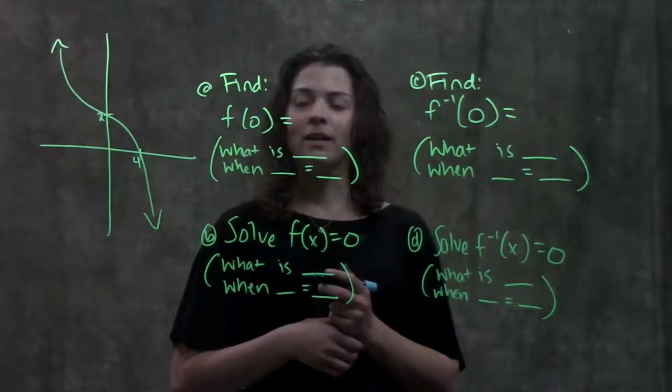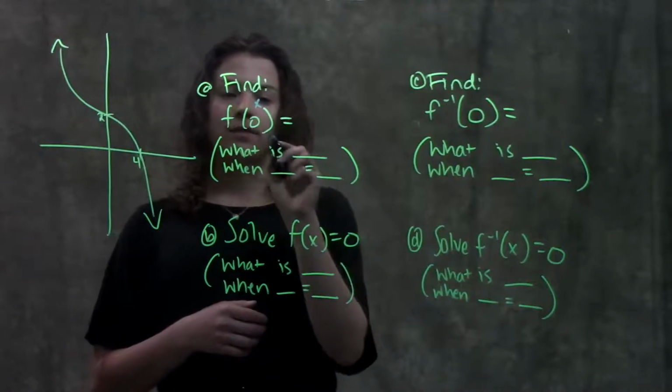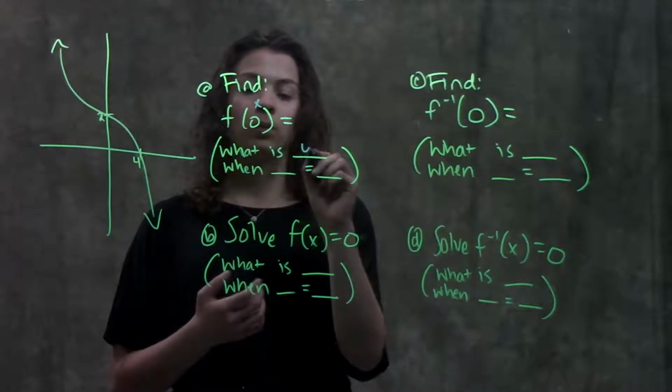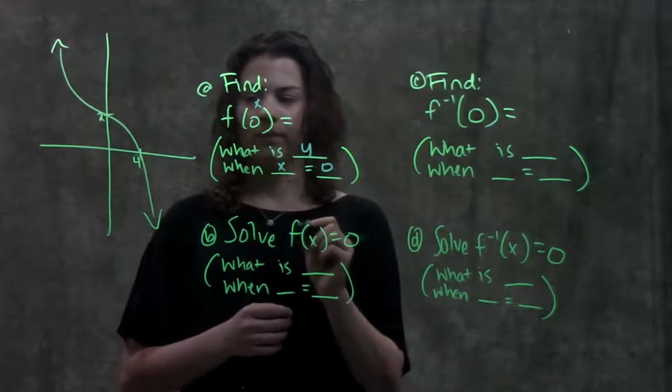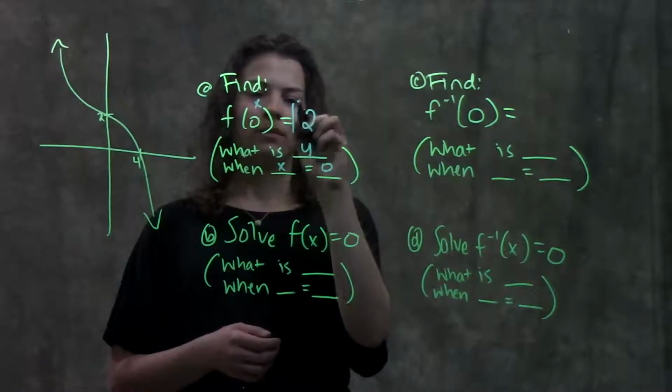So starting with part A, it asks us to find f of 0. So they're giving us some x value, they're asking for a y value. So in other words, we can ask, what is y when x equals 0? So we go to our graph, when x equals 0, y is equal to 2.